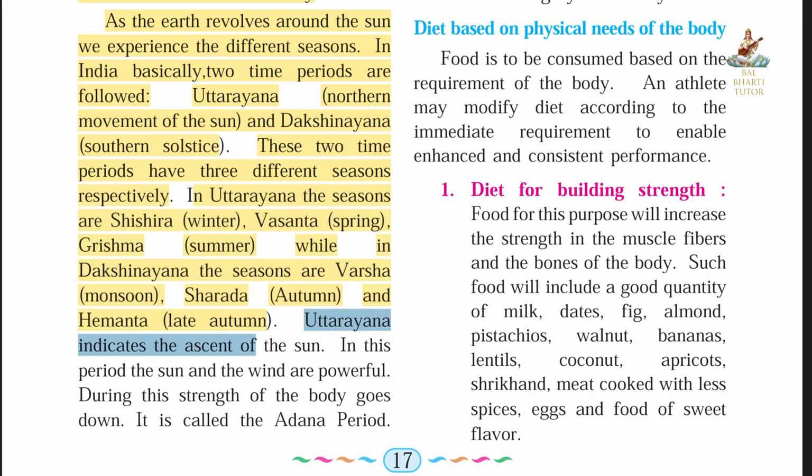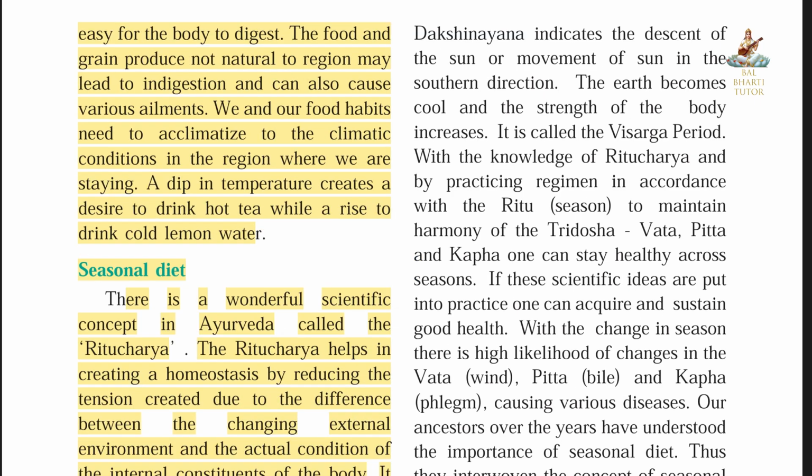Uttarayana indicates the ascent of the sun. In this period, the sun and the wind are powerful. During this, strength of the body goes down. It is called the Adana period. Dakshinayana indicates the descent of the sun or movement of the sun in the southern direction. The earth becomes cool and the strength of the body increases. It is called the Visarga period.